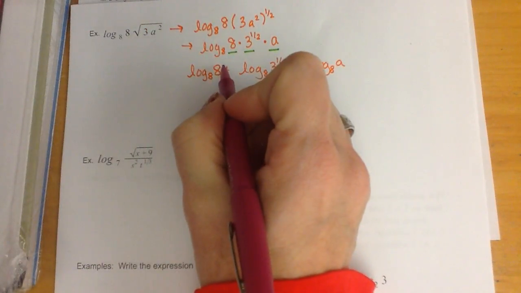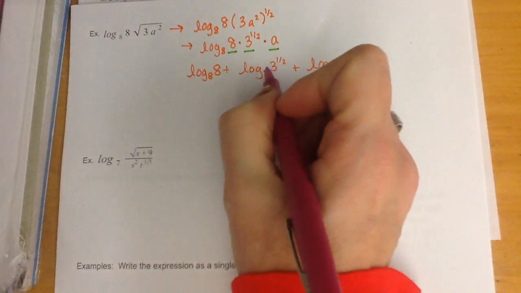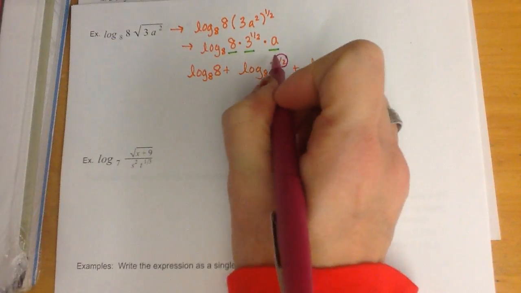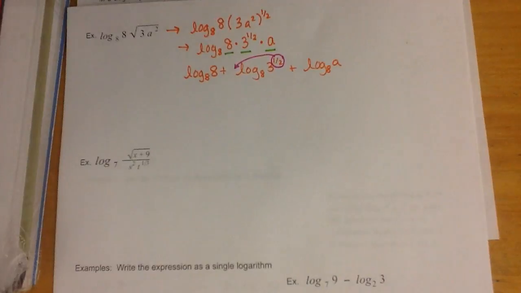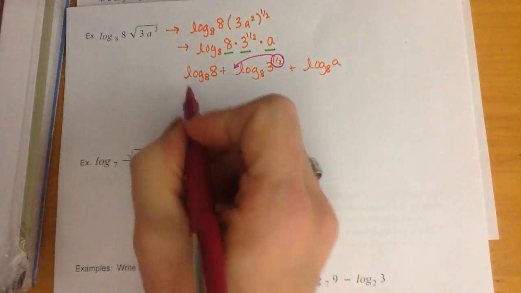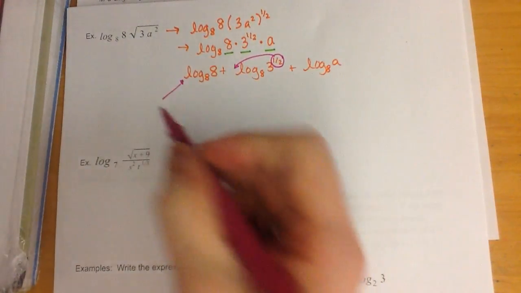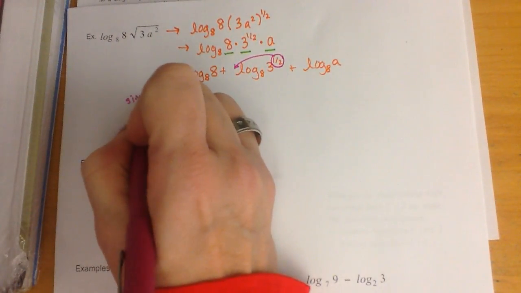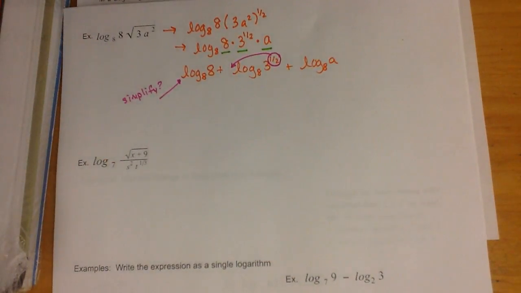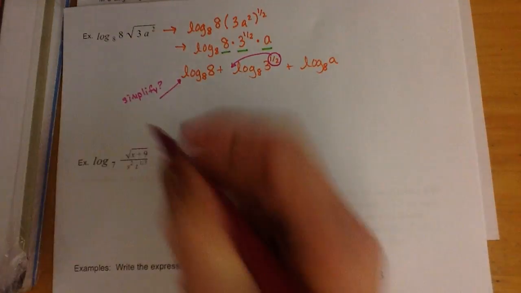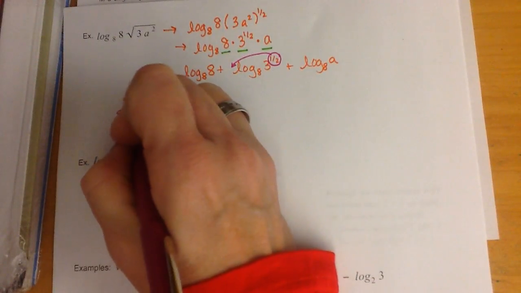8 doesn't have any exponent other than 1, so it doesn't need to unpack. 3 has an exponent of 1/2, so that will go down to the front. And a, again, has an exponent of 1, so we'll leave that. And while I'm unpacking this 1/2 to the front, I'm going to look at log base 8 of 8. Can it simplify? Remember the question that it's asking you is 8 to what power gives me 8?